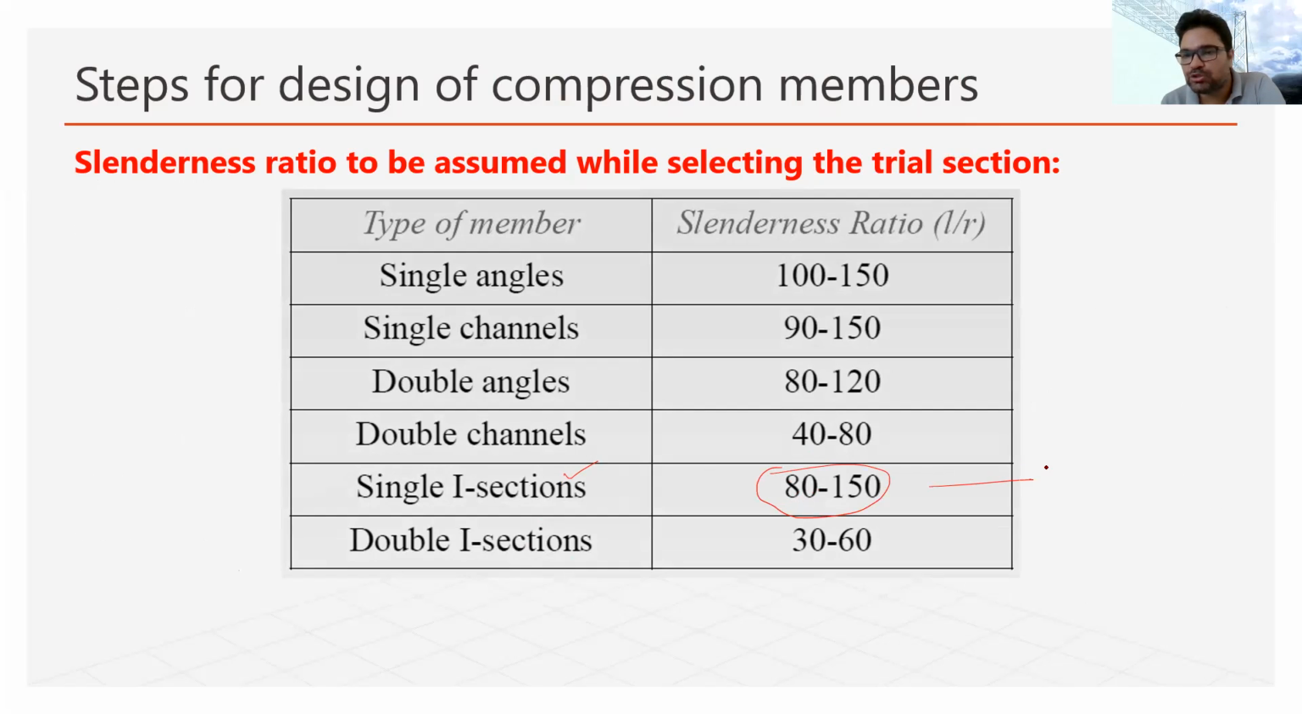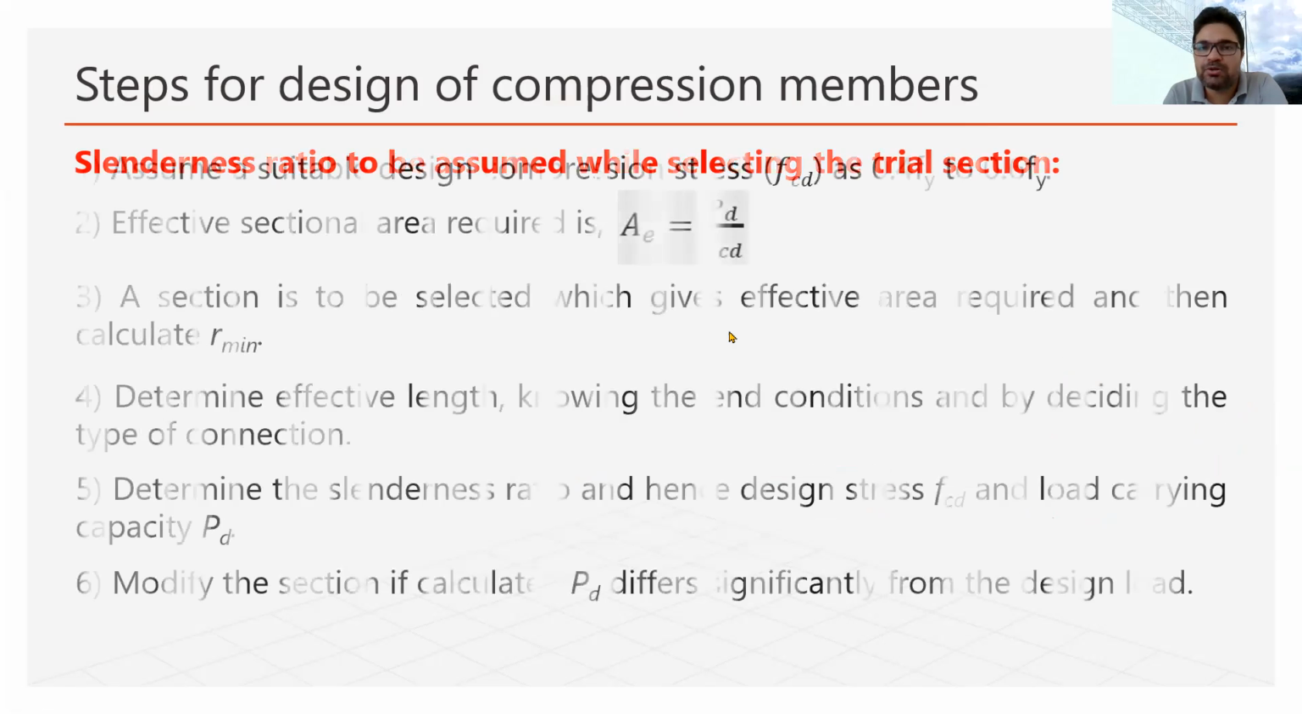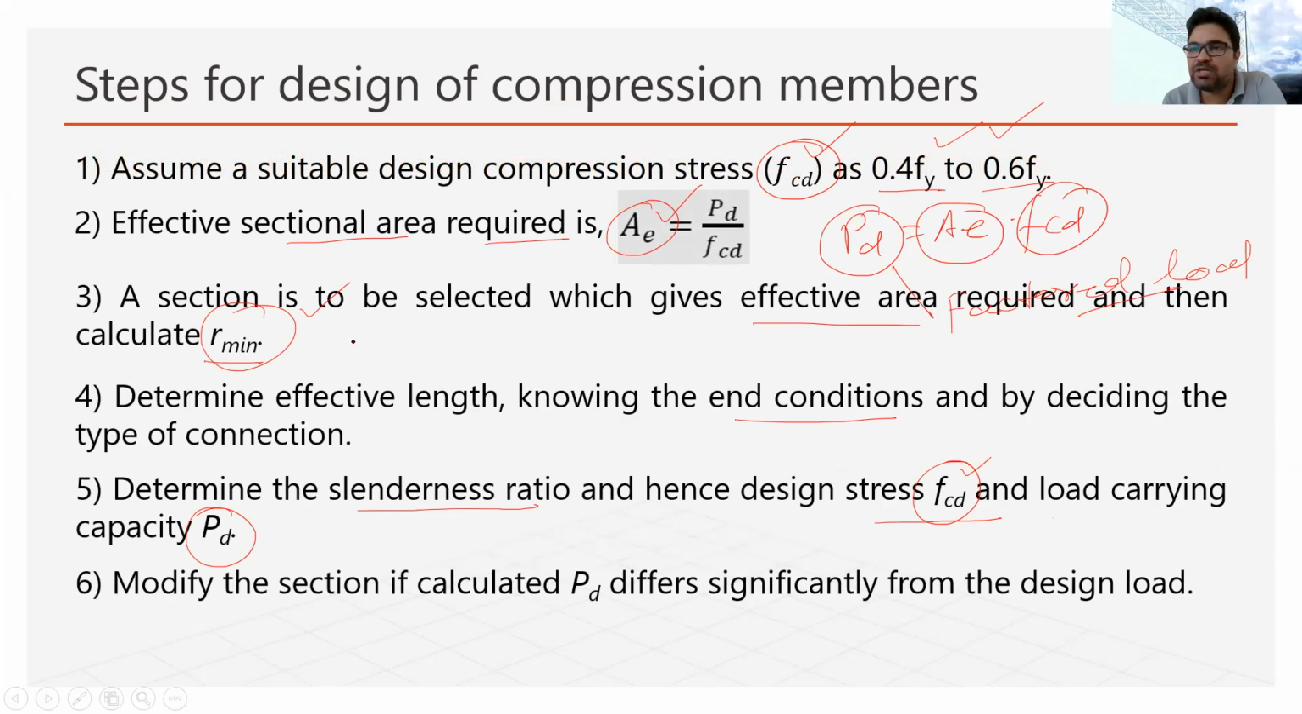For example, if I assume the lambda value as 100, and the fy value we already have as 250, then from the IS code, a single I section belongs to class B or C. So from table 9B or 9C, we can find out the value corresponding to this lambda. This is again a way to find out the fcd value. Initially, why are we required to find the fcd value? Because it is to estimate the effective area which will be suitable for the required factored load. So this process we will see in the example.